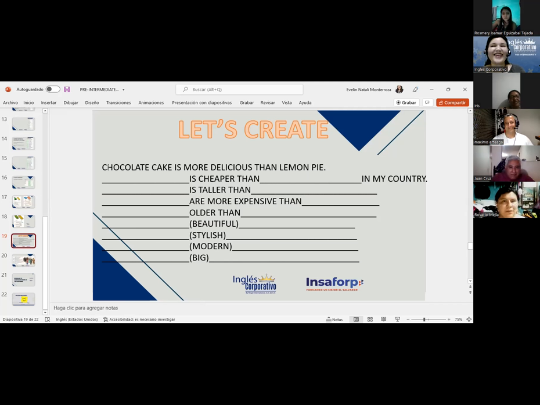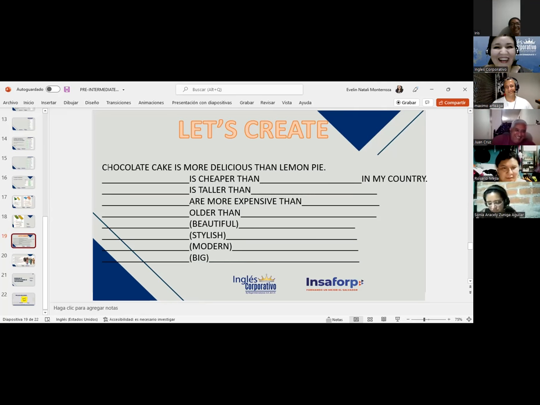San Salvador is taller than Chalchuapa. Taller is not possible because taller is for people. No, it's the biggest. Bigger. It's bigger, yes. Okay, Juan.